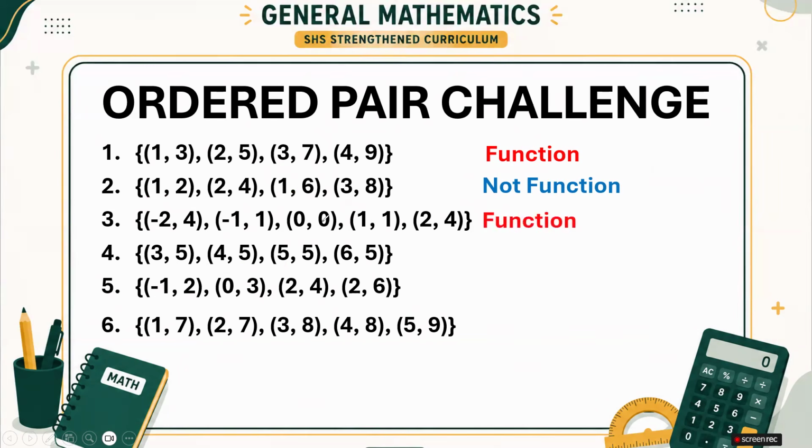Number 3 is a function. Correct. So just pause this video. Number 4 is a function. Number 5 is not a function. Obviously, we have x equals 2 with two different outputs, 4 and 6. So that's not a function. And lastly, in number 6, all inputs have only one output. So this is a function.